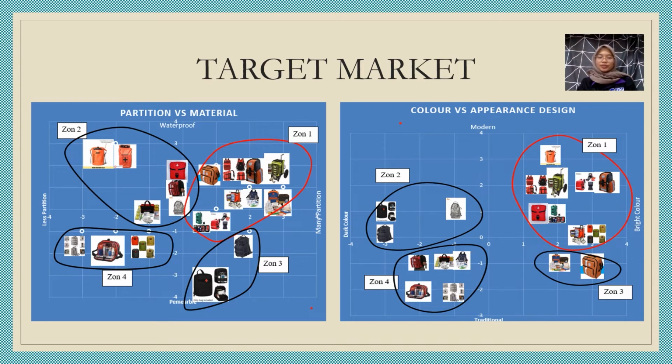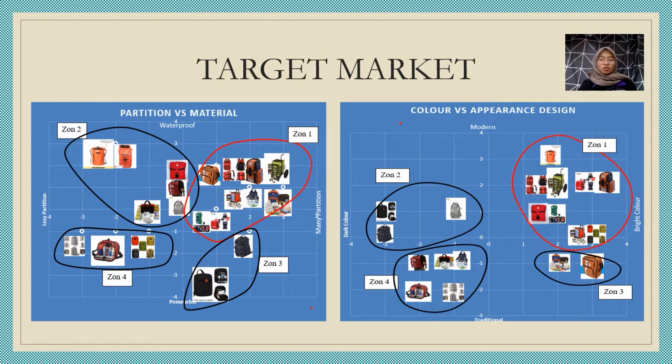So here you can see two position maps, the first one partition versus material and the second one color versus appearance design. The first one shows the position map of partition versus material. The map classifies into 4 different zones according to their performance. Zone 1 shows the product has more partitions that can store more safety kits and documents, and comes with material that can repel all types of liquid.